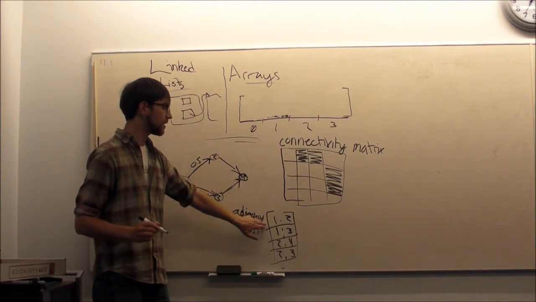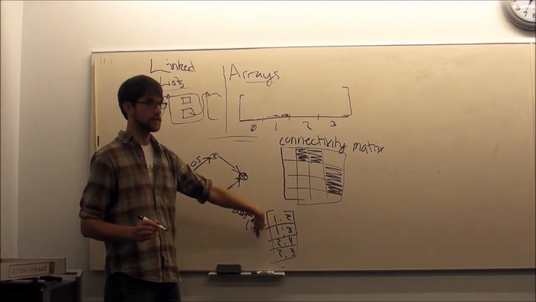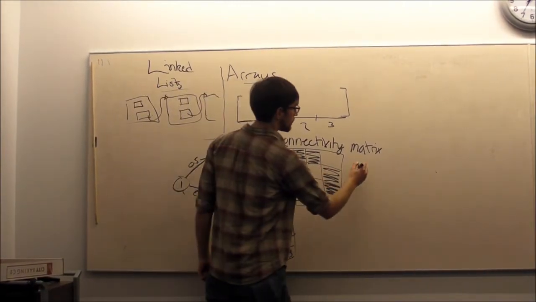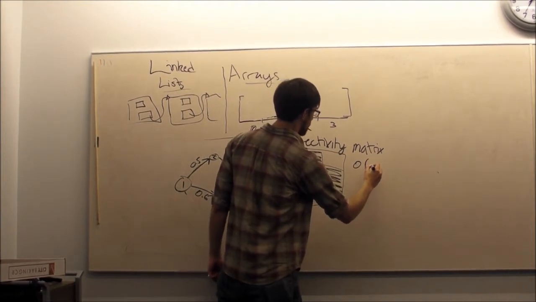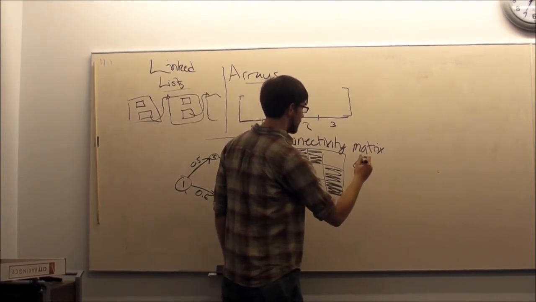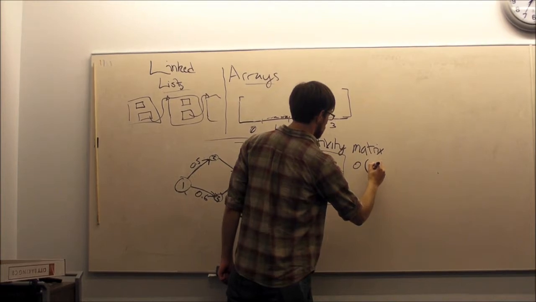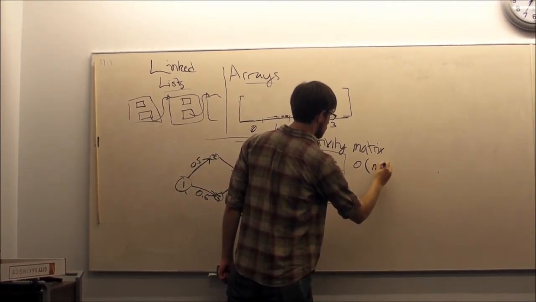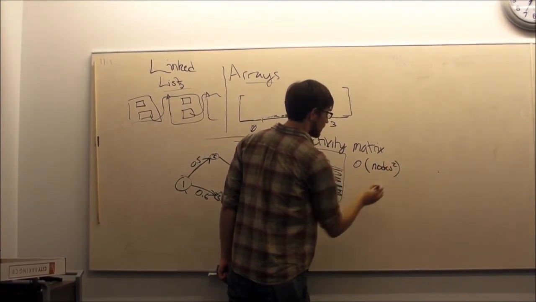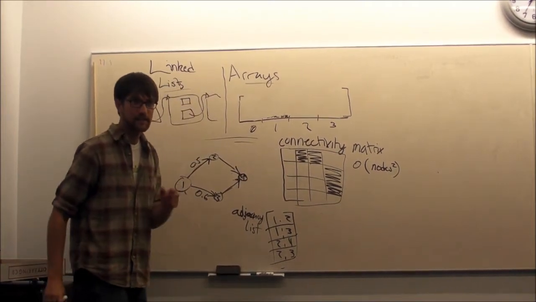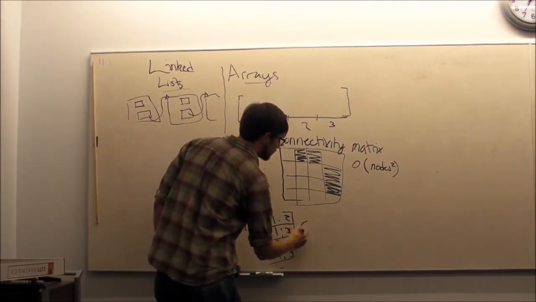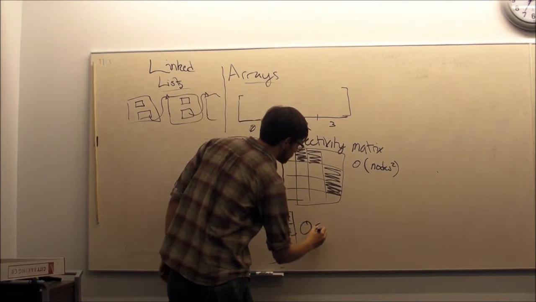And so what is the size of the adjacency list? 2n. What is n in this case? Number of nodes. Sorry, incorrect. Connections. Yeah, it's 2n for the number of connections.